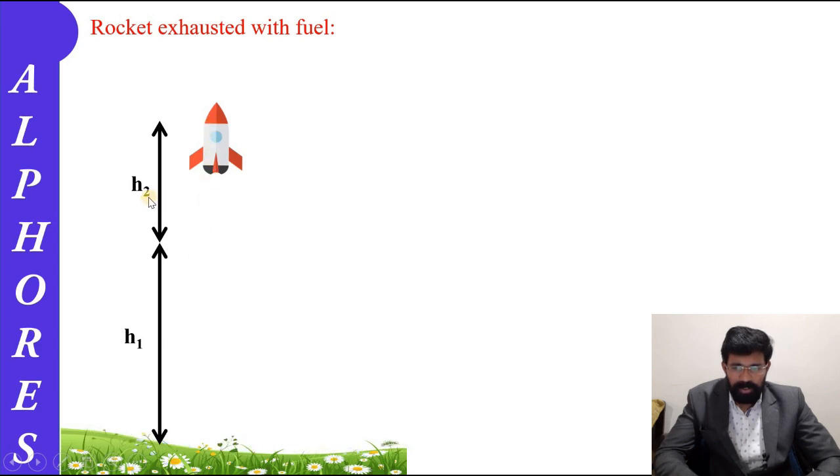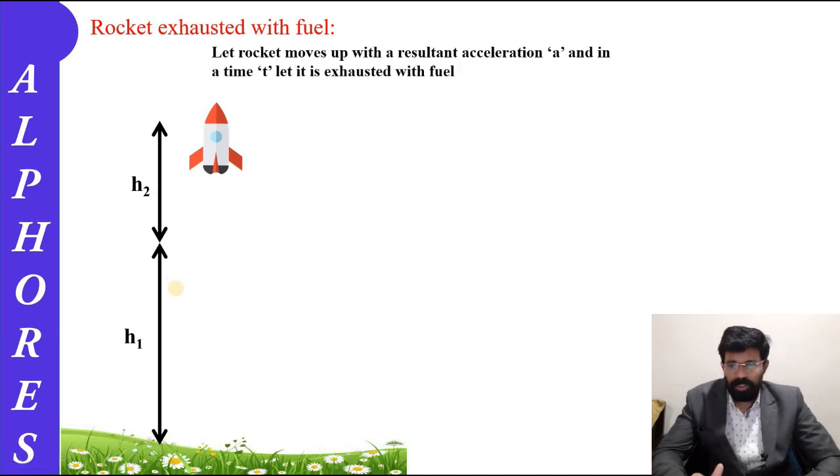Now, during this journey h2, the rocket is completely under the control of gravity. So its velocity gradually decreases. By the time it has reached here, let us say its velocity has become 0. Okay, so it is going to fall back. Let us try to find out the maximum height acquired by the rocket. Obviously from the picture it is h1 plus h2. So our task is to find out h1 plus h2.